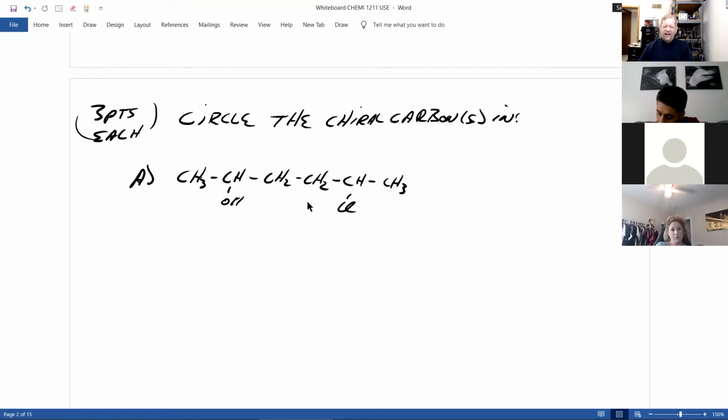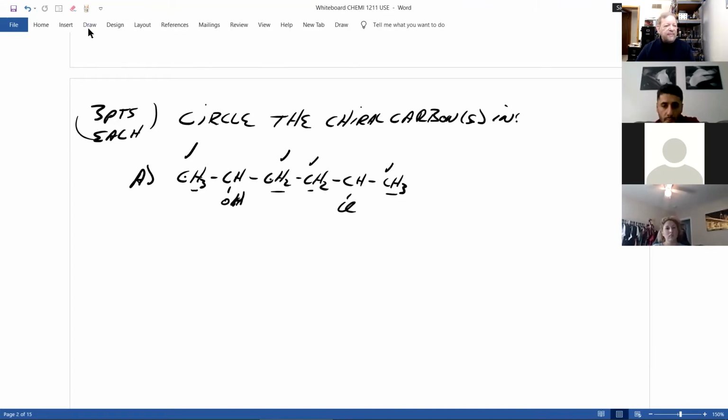And let's look at A. And the question is, circle the chiral carbons. Well, what's a chiral carbon? That's a carbon with 4 different groups. If it has 2 or more of the same groups or atoms on it, it can't be chiral. So if you look at this carbon right here, it has 3 hydrogens, that's out. This one has 2 hydrogens. It's not 4 different groups. That's out. Same thing here. Same thing here. So those are all not chiral carbons.